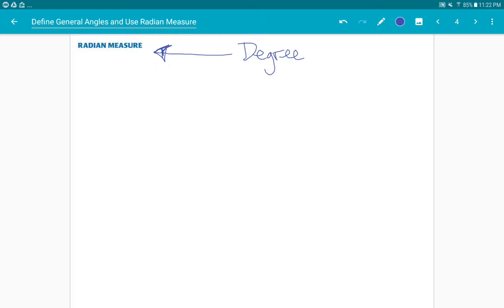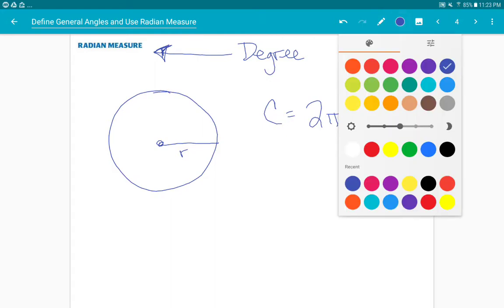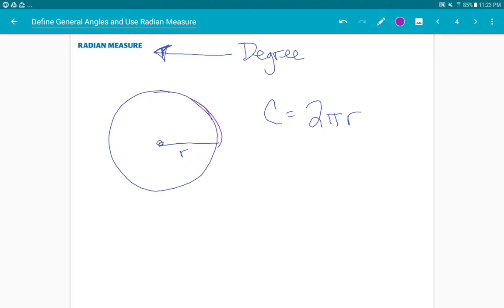So the radian measure kind of comes from the circumference of a circle. Okay, so let's say you had a circle here. The circumference of the circle is 2 pi r, based on the radius of the circle, right? So this could be the radius r. The idea of the radian is that it's actually kind of similar. It goes hand in hand with the arc length here.